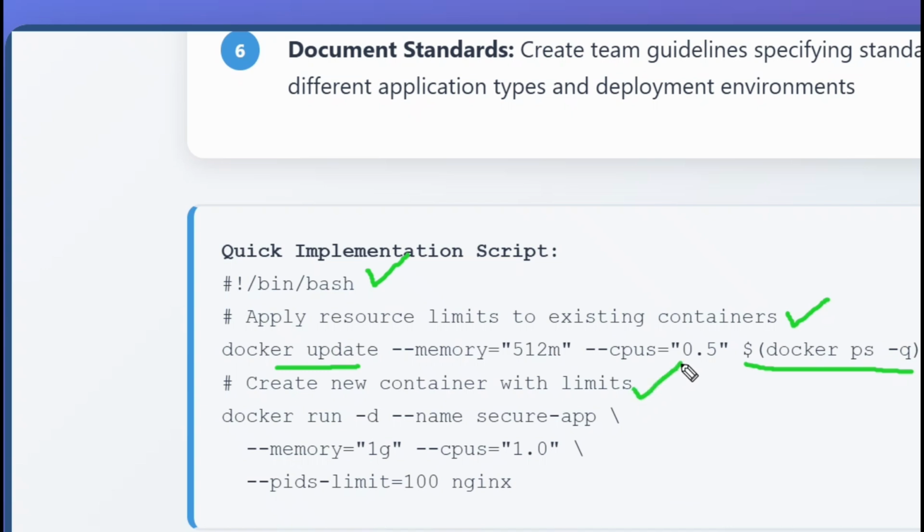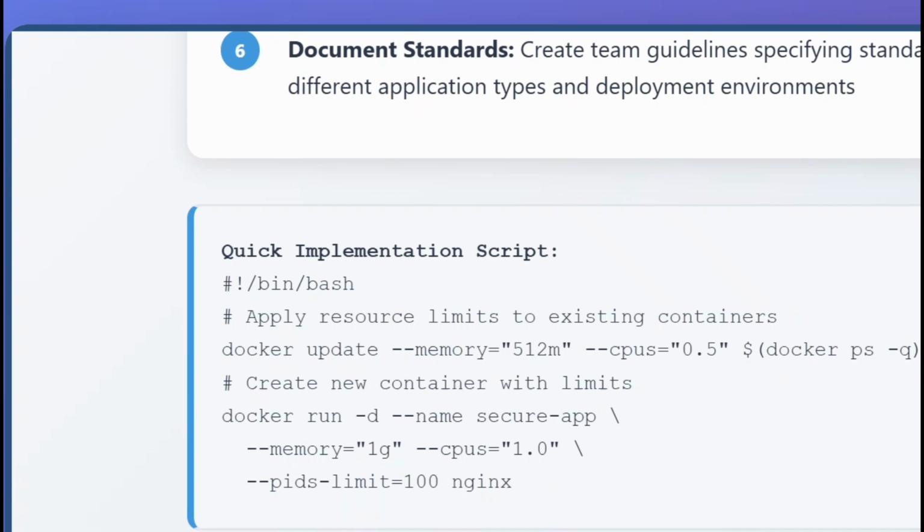And the other command creates a new container with defined limits. Docker run -d --name, and this is the container name, and memory we are giving 1 GB, and then CPU is 1, and PIDs limit which is 100, and the container name. And this particular docker update command is a quick win, we can say. You can apply limits to running containers without restarting them, and that is super useful in production environments. And that is the same point which is discussed here.